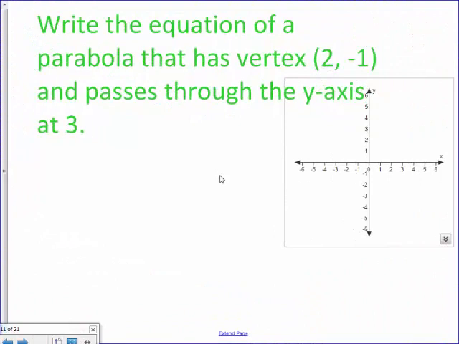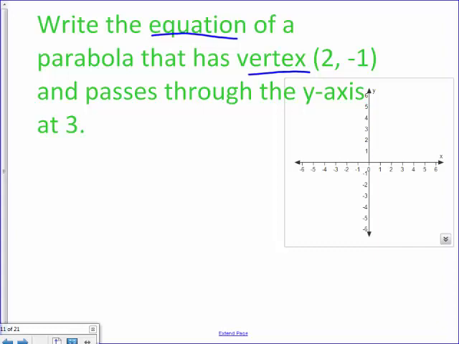All right, so we're going to build on our three forms of our quadratics: general form, vertex form, and factored form. We have to be able to go between all of them, graph them, and do all kinds of things. This says write the equation of a parabola that has vertex (2, -1) and passes through the y-axis at 3. If it just says write an equation, we can use any form. And since I'm given the vertex, I probably want to write it in vertex form.